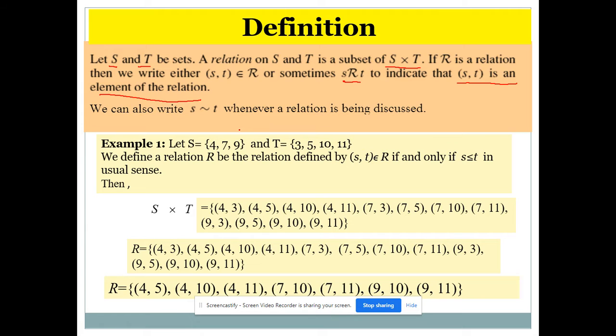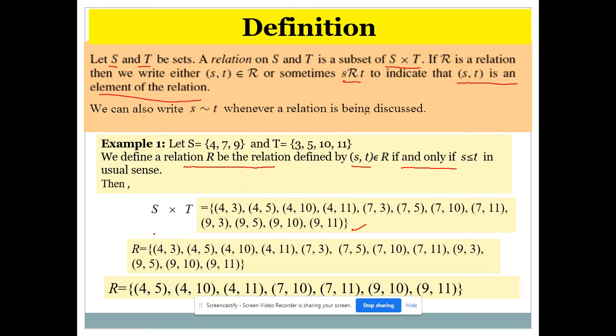So I will try to explain this definition with the help of this numerical example. Let S have these three elements, 4, 7, 9, and T has these elements. And we define a relation R: (s, t) belongs to R if and only if s is less than or equal to t in the usual sense. Then first we have to construct the Cartesian product of S and T. So S cross T gives you this Cartesian product. Then we talk about the relation.